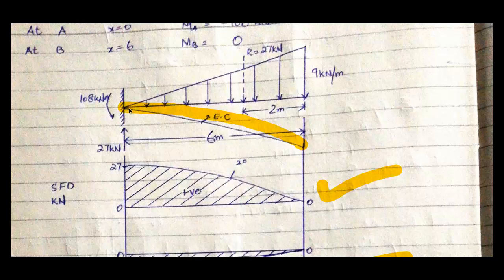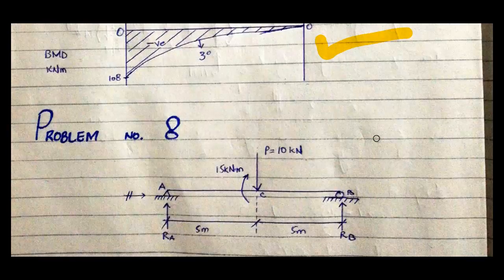So I have corrected the elastic curve. It will start rotating after some distance from the support, and then the beam will be hogging. So that's the correction in the elastic curve.